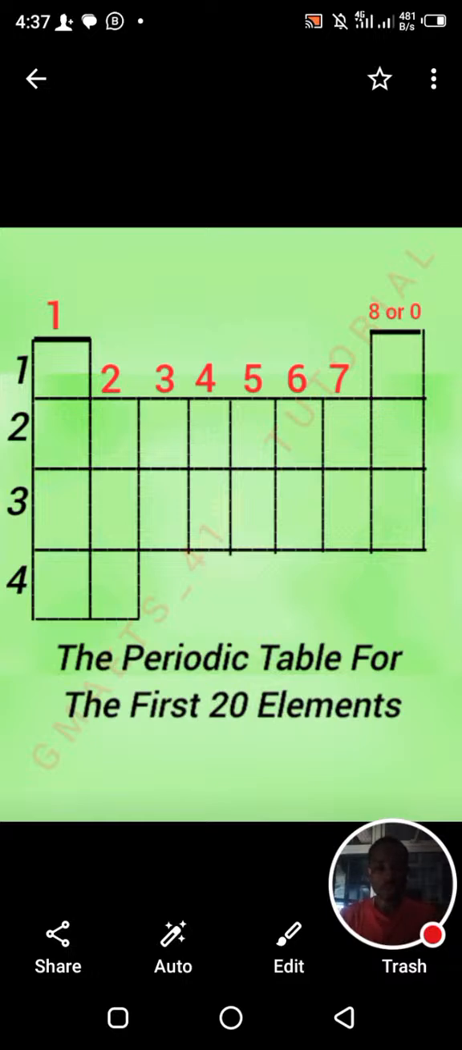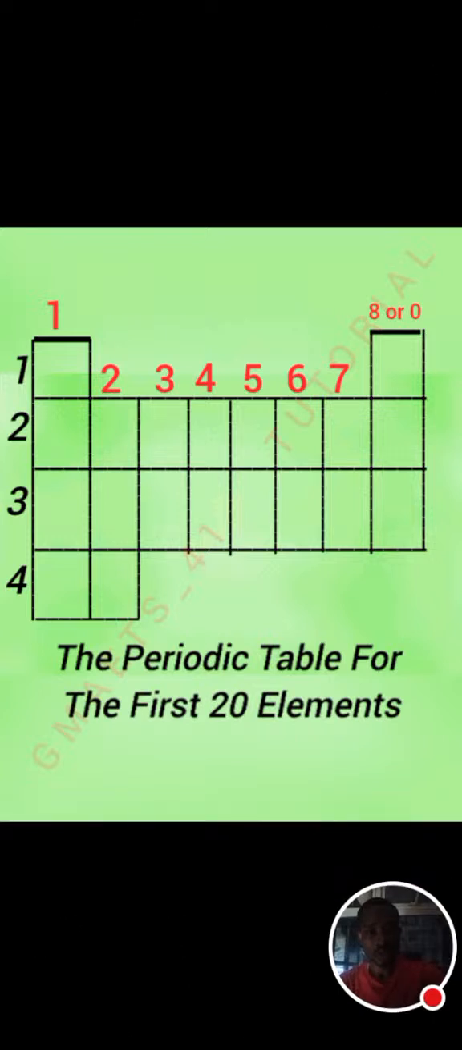Group 2 is called alkaline earth metals. Group 3 is called the boron family. Group 4, carbon family. Group 5, nitrogen family. Group 6, oxygen family. Group 7, we refer to them as halogens. Group 8, we refer to them as the noble gases, or the rare gases.